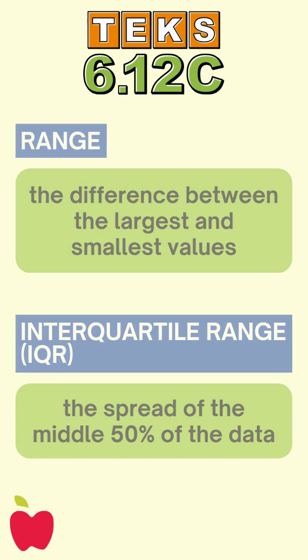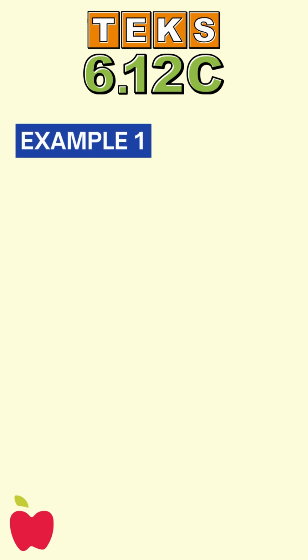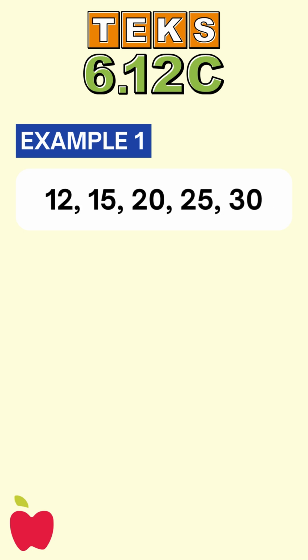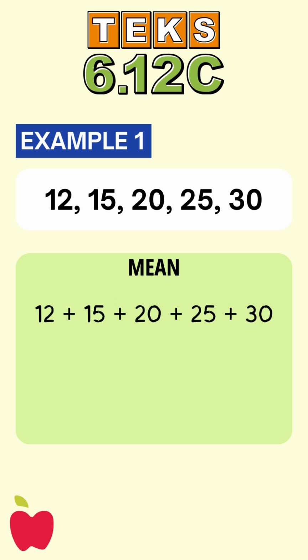Now, let's look at our first example with a simple list of numbers: 12, 15, 20, 25, and 30. We'll calculate the mean, median, range, and IQR. Mean. To find the mean, we add all the numbers together. 12 plus 15 plus 20 plus 25 plus 30 equals 102. Now divide by how many numbers we have, which is 5. So the mean is 102 divided by 5 equals 20 and 4/10.